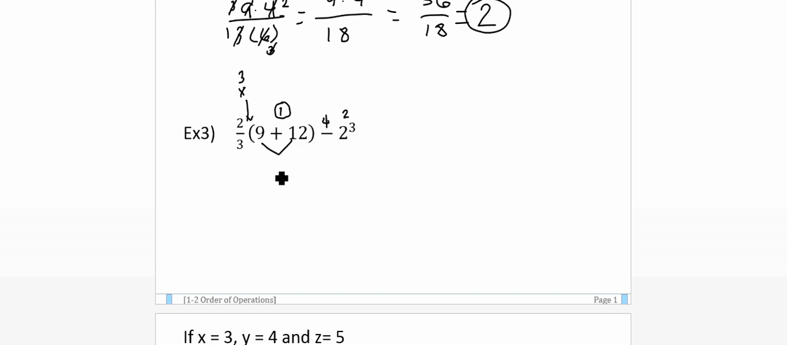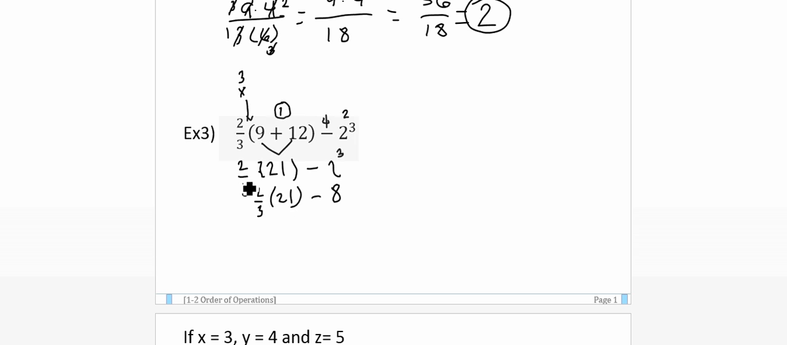Okay, 9 plus 12 is 21. Everything else comes straight down. You can leave this in parentheses. It's not going to hurt it. 2/3 comes straight down. Minus sign comes straight down. 2 to the third comes straight down. Next step, do my exponent. 2 to the third is 8, not 6. 21 comes straight down.